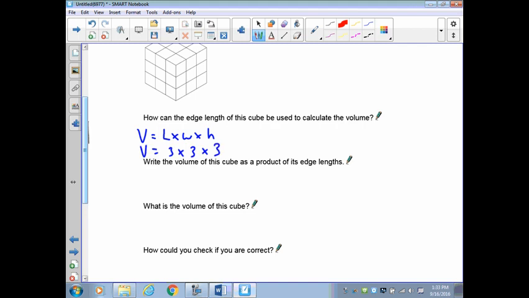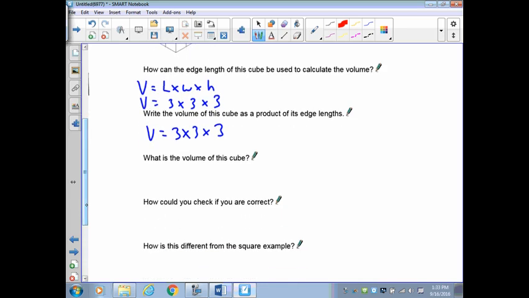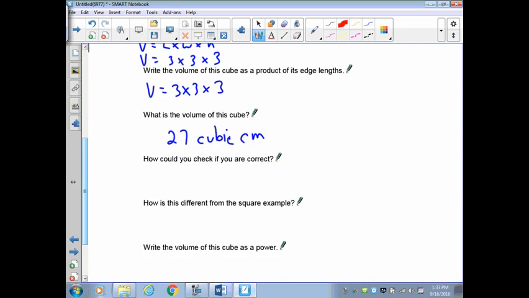So when you write this, I guess I've kind of put this in the wrong spot. So what is the volume? Well, 3 times 3 is 9, and 9 times 3 is 27, and that's cubic inches, or cubic centimeters, because we're using a centimeter cube. All right. So how could you check if you're correct? Well, you could take the cube apart and count the pieces. Disassemble and count. But that's not necessarily the easiest way to do it.